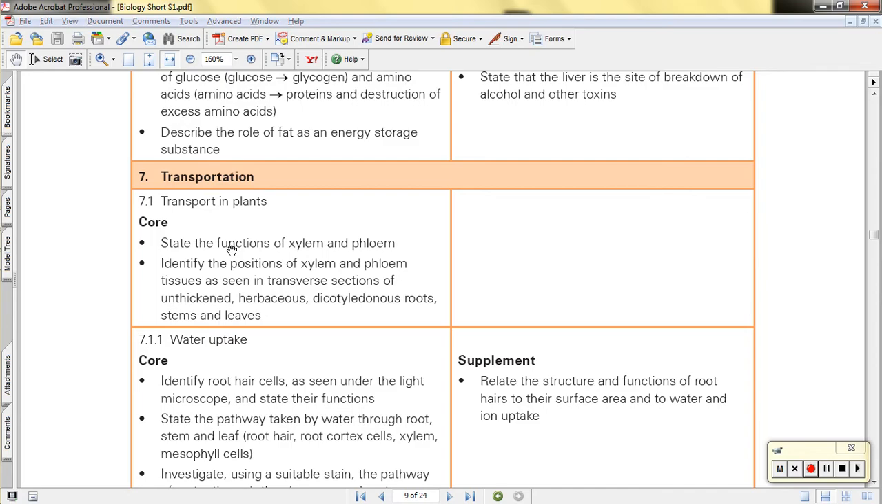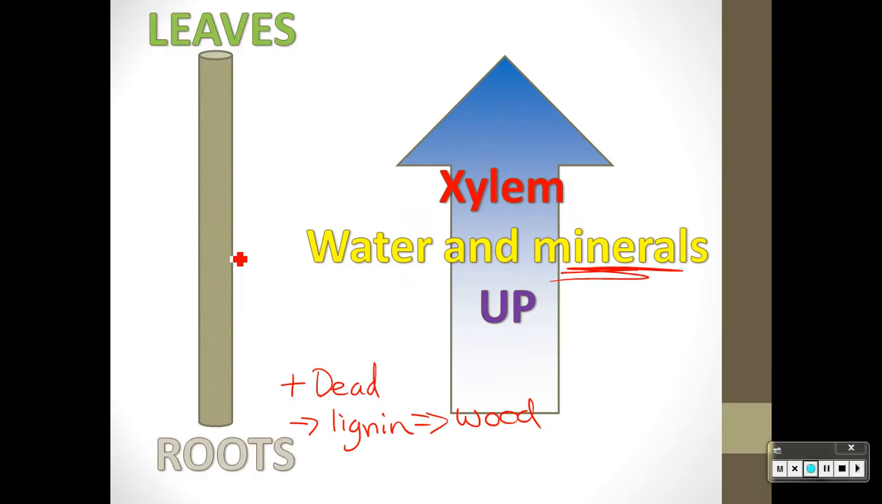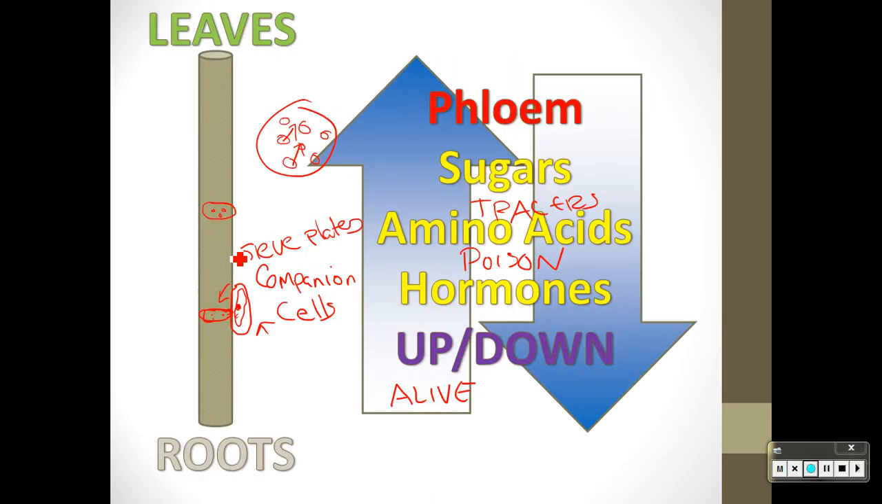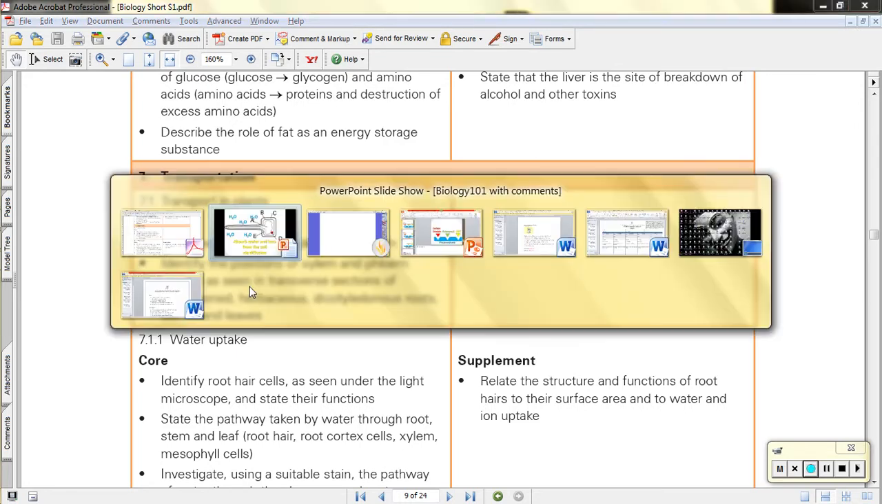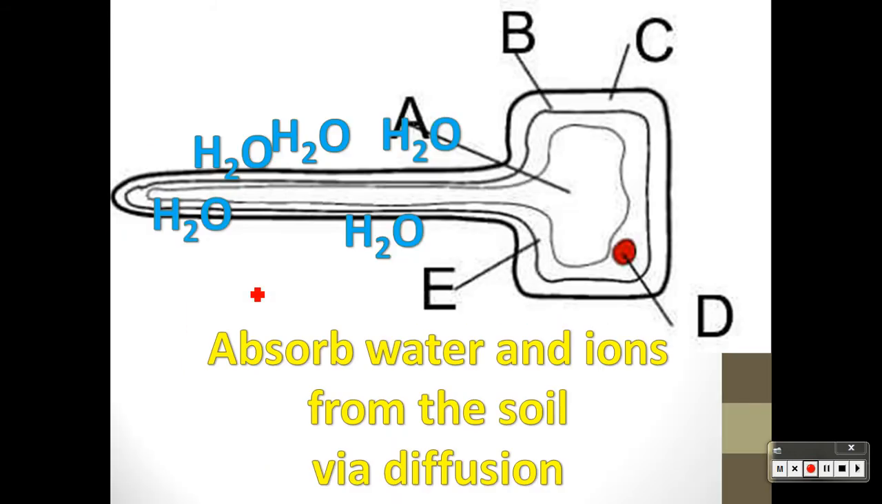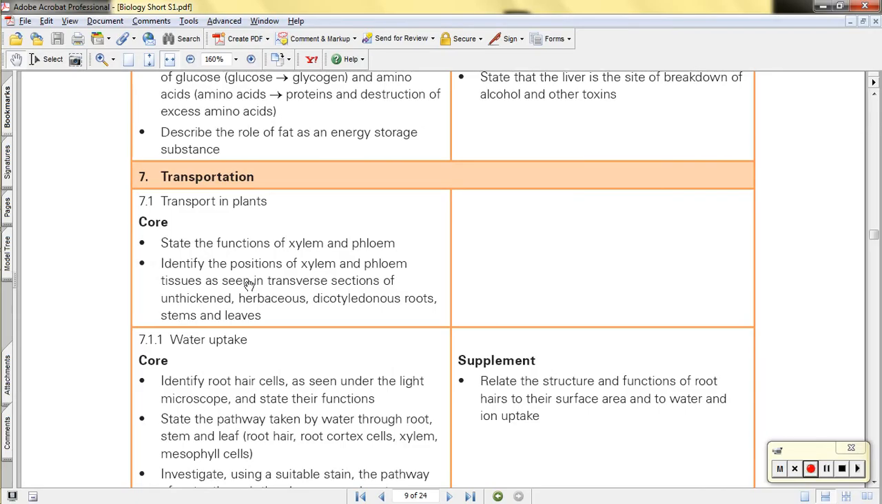State the function of xylem and phloem. So xylem move water and minerals up, phloem move sugars, amino acids, hormones, poisons, tracers up and down. Okay, identify the positions of xylem and phloem in that. I must have skipped it.